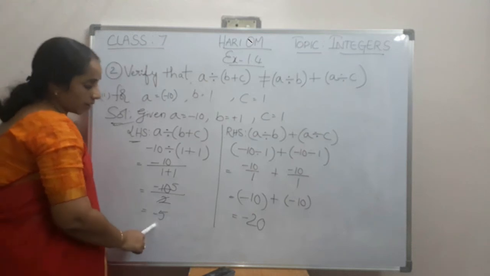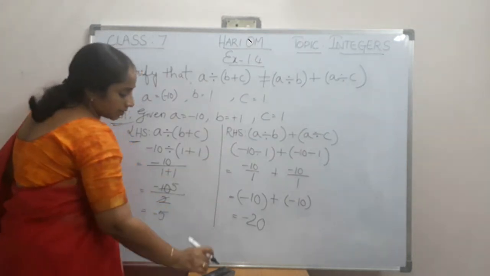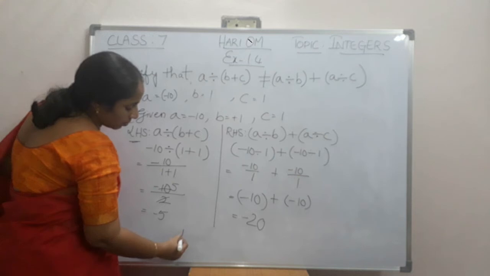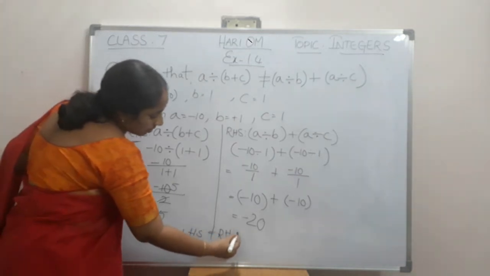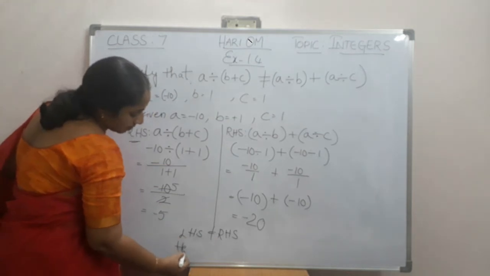LHS is minus 5 and RHS is minus 20. So LHS is not equal to RHS.